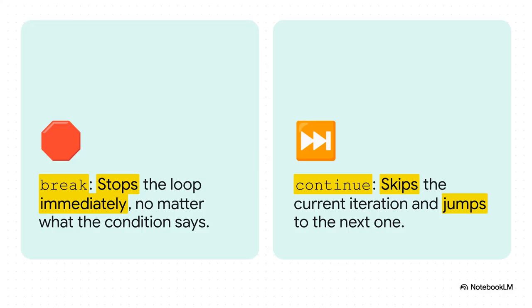But what if you need to be even more of a control freak with your loops? From the inside? Well, Python gives us 2 super powerful keywords for that: break and continue. Think of break as the big red emergency stop button. It gets you out of the loop immediately. Continue is different. It's more like hitting skip on a song. It just ends the current cycle and jumps straight to the top to start the next one.